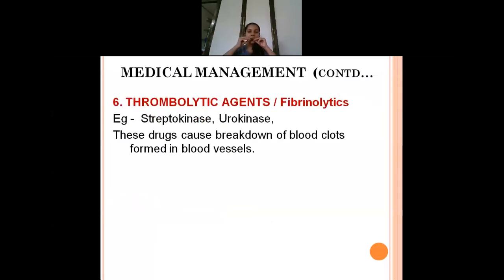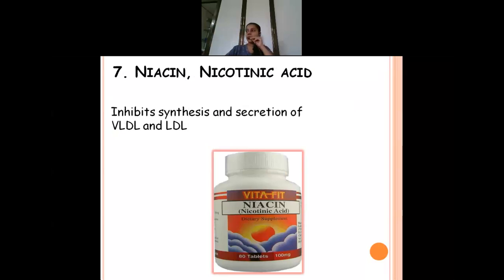Next one is thrombolytic agents, which are also called fibrinolytics. Now, if a blood clot has already formed, we have to break down the clot. Lysis of the clot should be done. That is done by streptokinase and urokinase. Next, we can give certain other drugs like niacin and nicotinic acid. Niacin and nicotinic acid reduce the secretion of low density lipoprotein or very low density lipoprotein, that is the bad cholesterol.